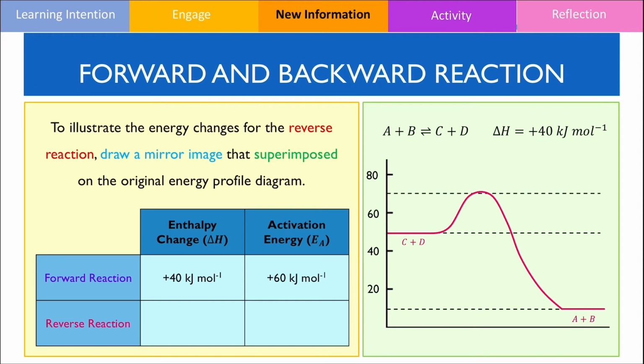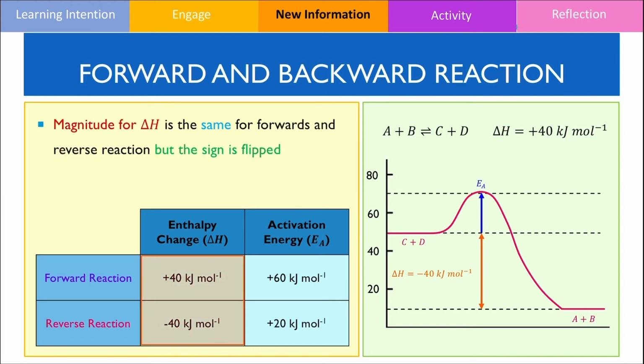The enthalpy change for the reverse reaction can be found by subtracting 10 with 50, giving us an answer of negative 40 kilojoules per mole. The activation energy for the reverse reaction can be found by going 70 minus 50, which will equal positive 20 kilojoules per mole. Using this example, you can readily see that the value for the change in enthalpy is the same, but the sign is flipped for the forward and reverse reaction. However, the activation energy for the forward and reverse reaction will always be different, but they both take on positive values. I would now like you to have a go answering a few questions.